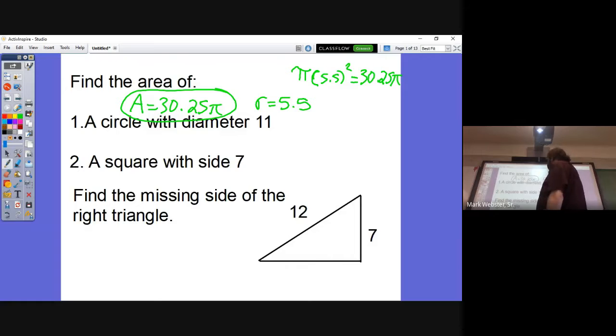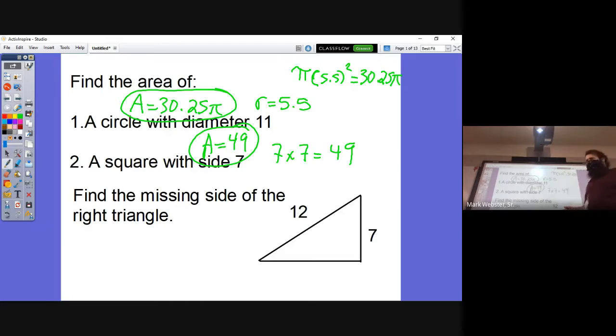All right. A square with a side length of 7. Well, remember, we want to find the area of a square. It's just side times side, right? Both of those things are 7. So 7 times 7, you get 49, right? So here the answer is 49.